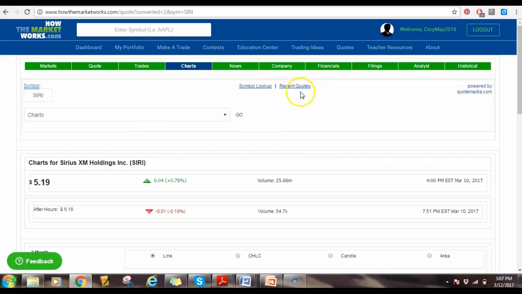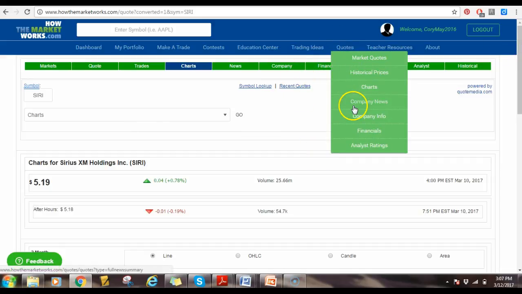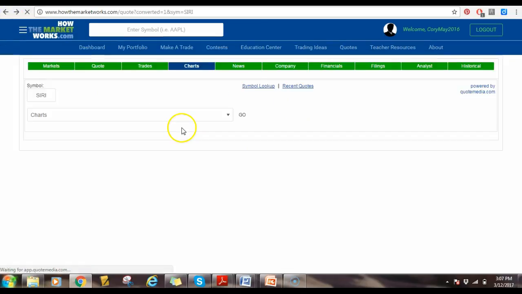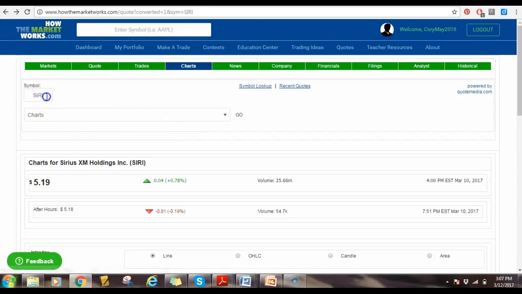Besides finding it there, you can also go up and find that information if you go to quotes and you go to charts, company info, company names, market quotes. So if I go to charts here, it will take me, and then you can click the old access, which we're just in. So it's not really any different. If we were to go back, I could type in the symbol of the company and go from there.